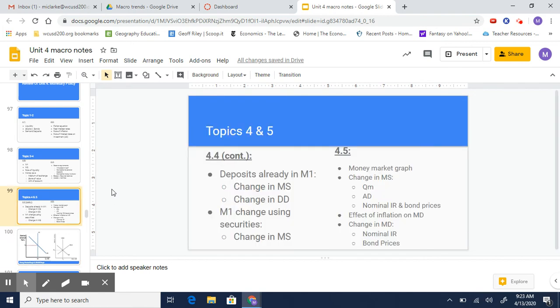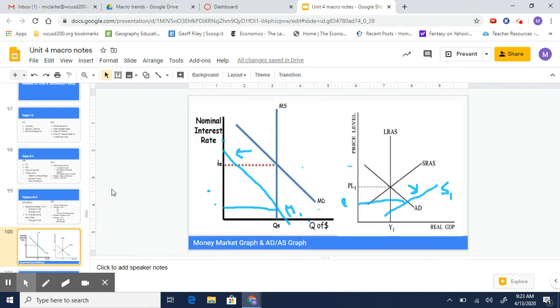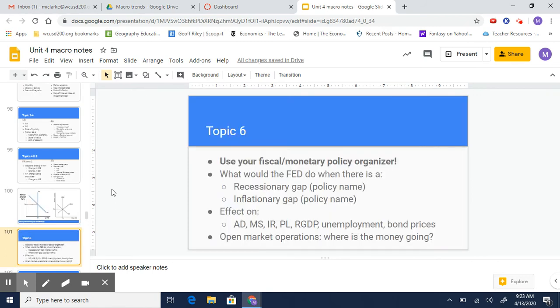So those are a couple things you got to know here in connection to money demand. All right. I mentioned there bond prices. I will get to that in a second. All right. I'll come back to that.